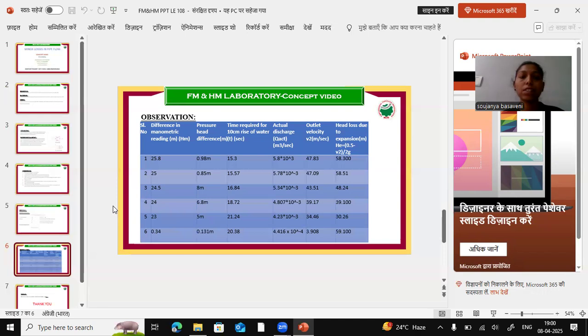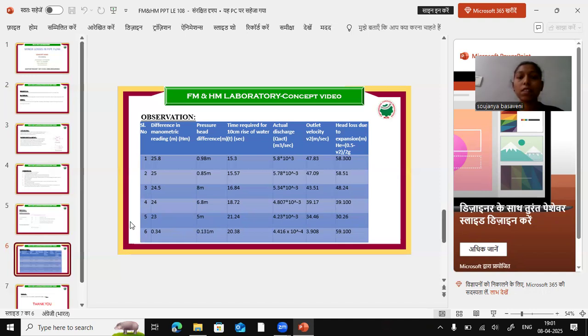And the next one, the difference in manometric reading, is 24. The pressure head difference is 6.8 meters. The time required for this is 18.72. The actual discharge is 4.807 into 10 power minus 3. The outlet velocity is 39.17. The head loss due to sudden expansion is 39.1 meters.